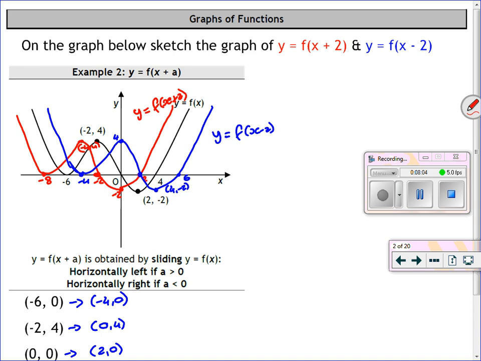So as a rule of thumb for all of the transformations that we do, if the number is outside the bracket, it affects the y and does what it says. If the number is inside the bracket, it affects the x and does the opposite of what it says.